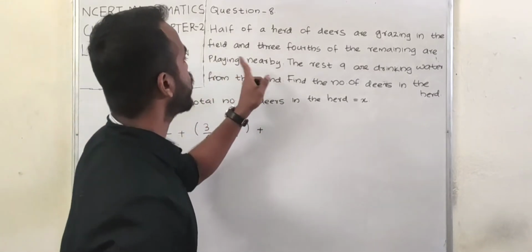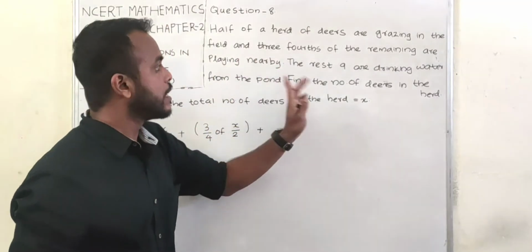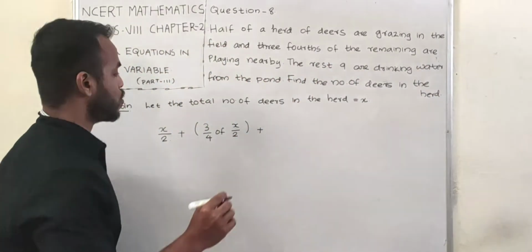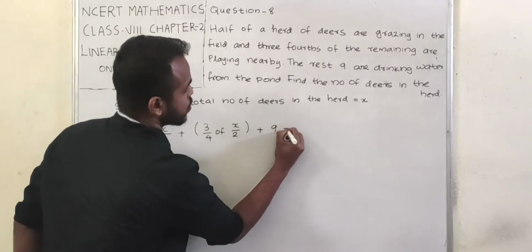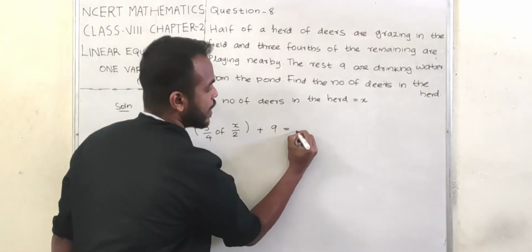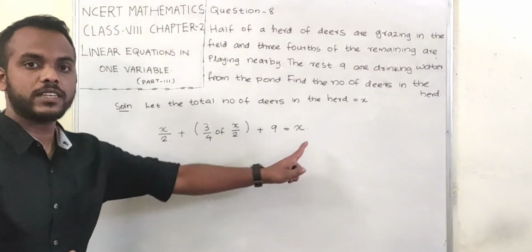That's the ending of this statement. The rest 9 are drinking water from the pond. So there are 9 more. What will be the total number of deers? We have already assumed that to be x. Now we have got an equation.